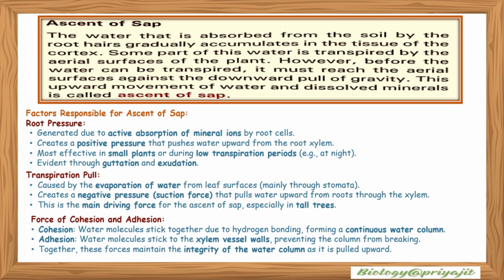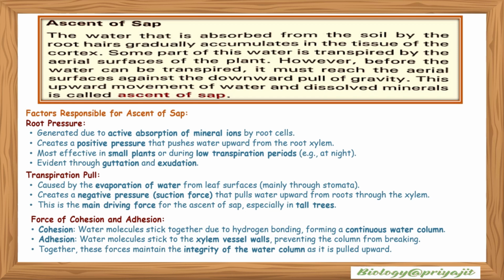Factors responsible for ascent of sap: root pressure, which is generated due to active absorption of mineral salts by the root cells. It creates a positive pressure that pushes water upward from the root xylem. It is most effective in small plants or during low transpiration periods, that is, it occurs at night. It is evident through guttation and exudation.